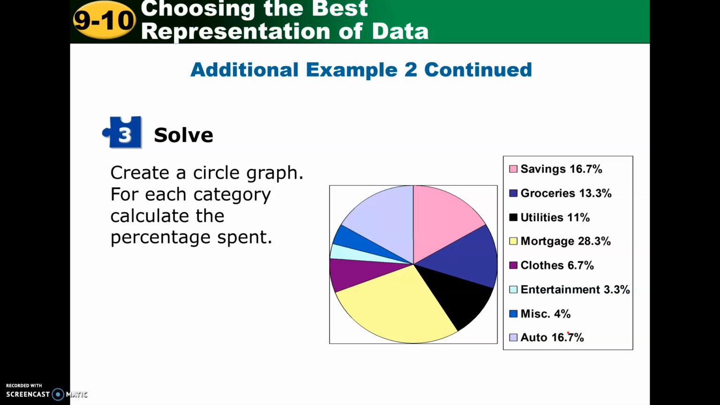But basically you just want to find the percents. And the question asks, what two categories make up a fifth of their budget, and a fifth as a percent is 20%. So 16.7 plus 3.3 equals 20%. So you could say savings and entertainment, or you could say auto and entertainment together.